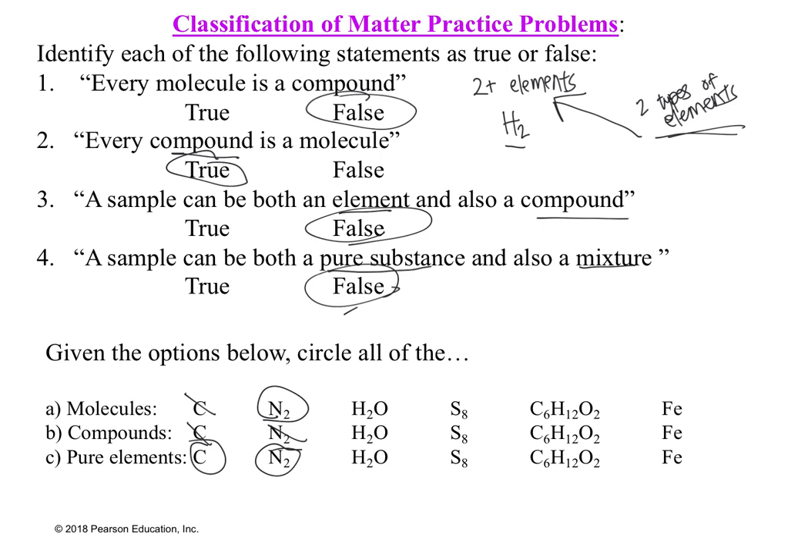Now water is a molecule because it's two or more atoms, and it's also a compound because those atoms are different, but it's not a pure element because it has two or more things. So you can't be both a pure element and a compound. Okay, so sulfur, it is a molecule because there's more than one atom, but they're all the same, so it's not a compound, and it is a pure element. This is how sulfur shows up.